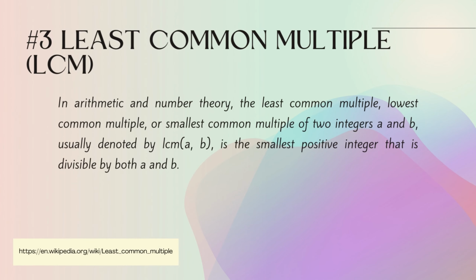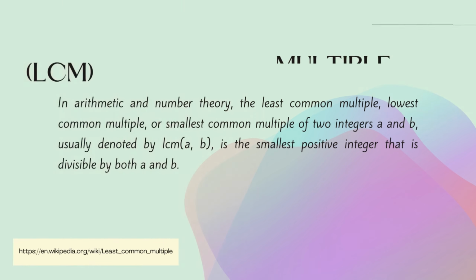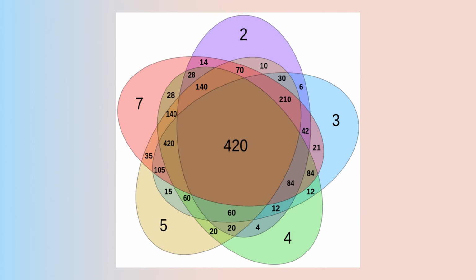The next task is least common multiple. In arithmetic and number theory, the least common multiple, lowest common multiple, or smallest common multiple of 2 integers a and b, usually denoted LCM, is the smallest positive integer that is divisible by both a and b. Let's look at the solution.